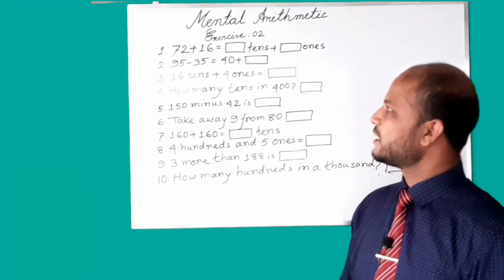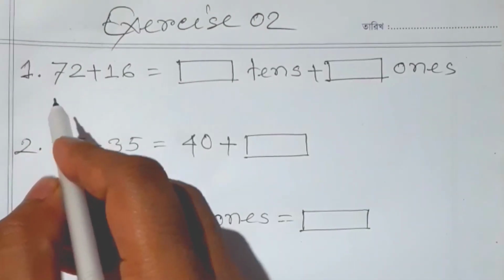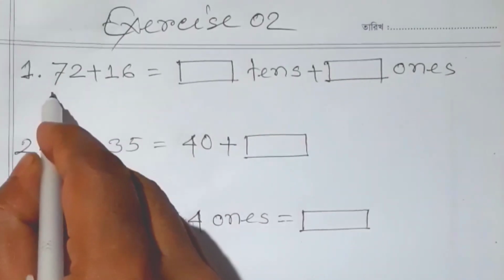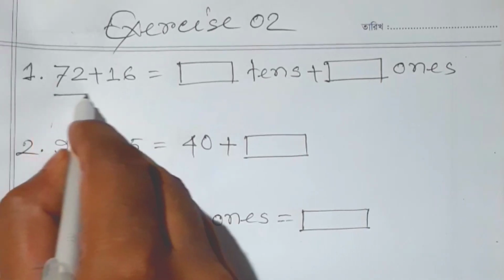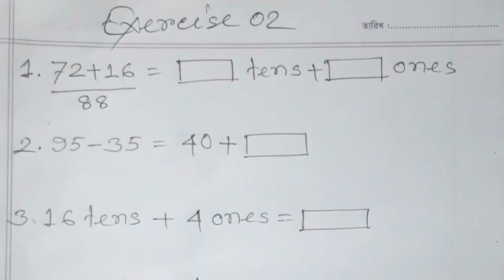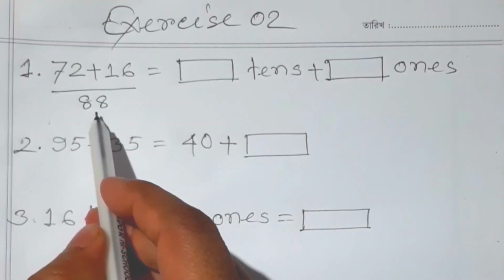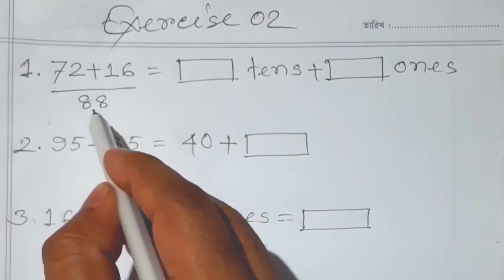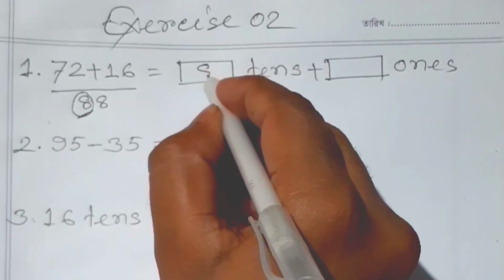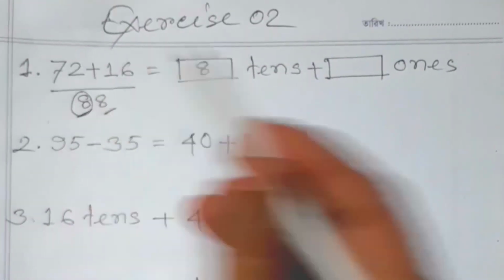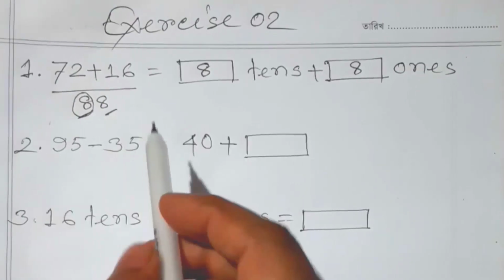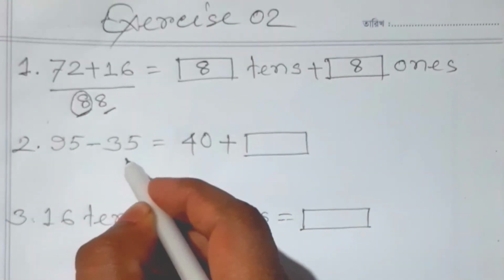So now start. Number 1: 72 plus 16. 72 plus 16, the number is 88. In 88 there are 8 tens. So write here 8, and here 8 ones. So write 8 ones.